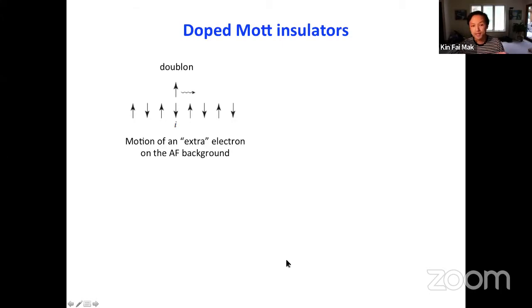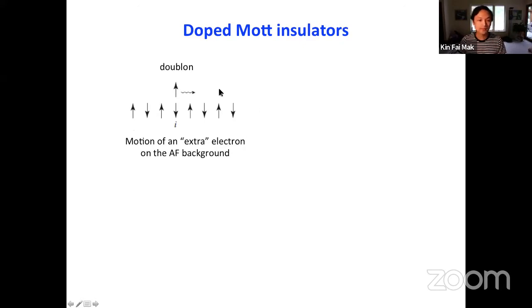And what happens if you actually start doping electrons into the system? It turns out that it's a very interesting problem, and at the same time, extremely complicated. Let's get a little flavor of what will happen once you put in an extra electron. Say, for example, by a gate voltage, you just put an extra electron onto site i. And the Coulomb energy cost U is already paid by doing so, and you create a doublon in the system, 2 electrons occupying the site.